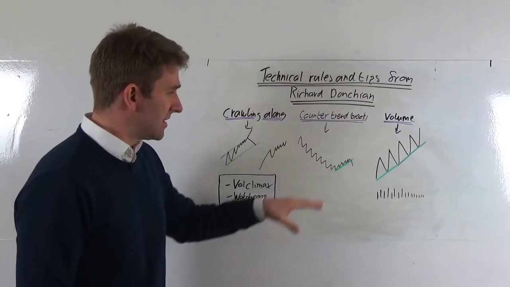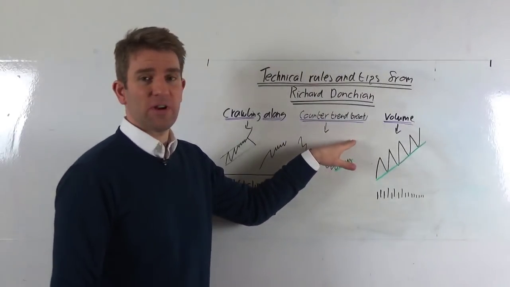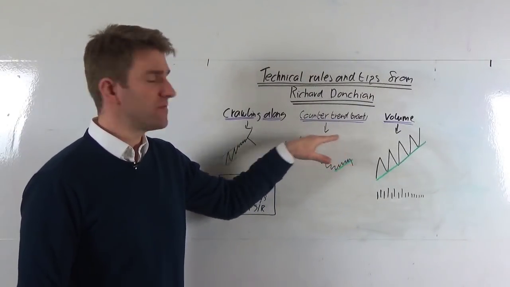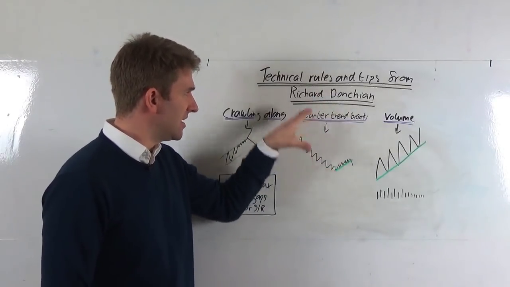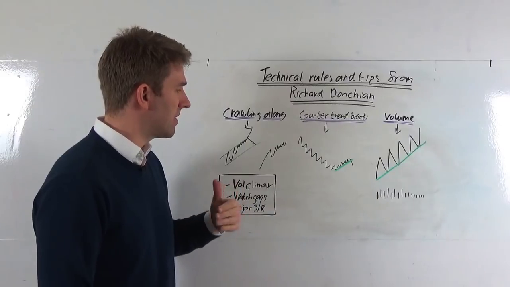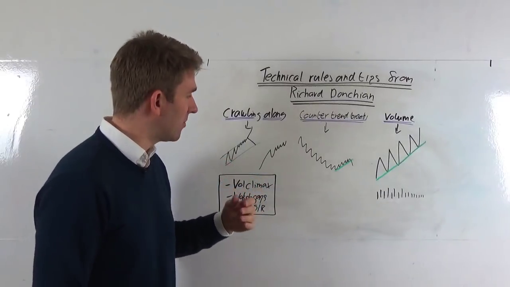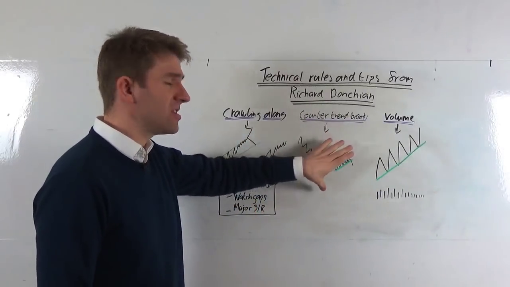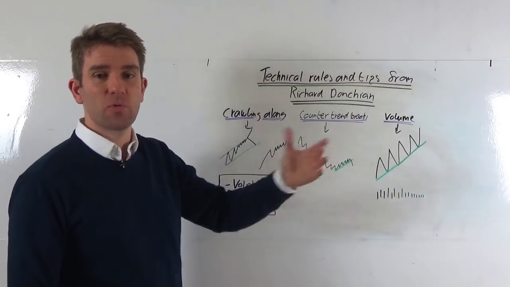Counter trend breaks. This is actually one of my favorite strategies, and I've covered this before in previous videos, but it's nice to see that it's confirmed by some of the more academic experts when it comes to technical analysis. Counter trend breaks, he says, look for these and trade them in the direction of the trend. So what does he mean by that?